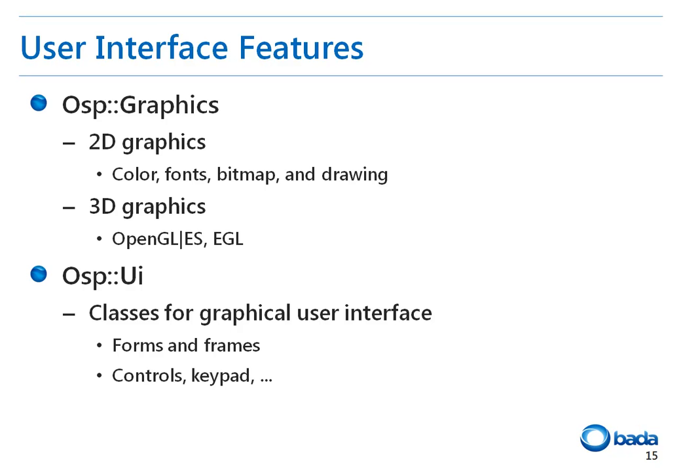Next, let's have a look at the user interface feature namespaces. The OSP graphics namespace supports 2D and 3D graphics, including APIs to draw a figure on the screen in either 2D or 3D. The OSP UI namespace includes various classes to construct the form, frame, control, and keypad UI.